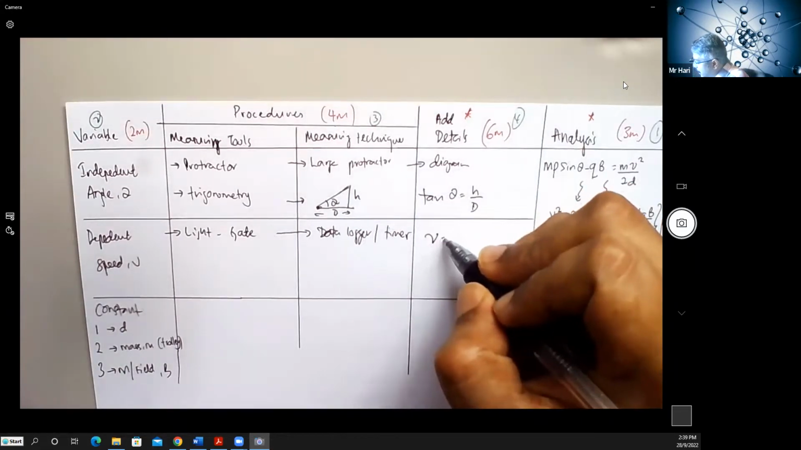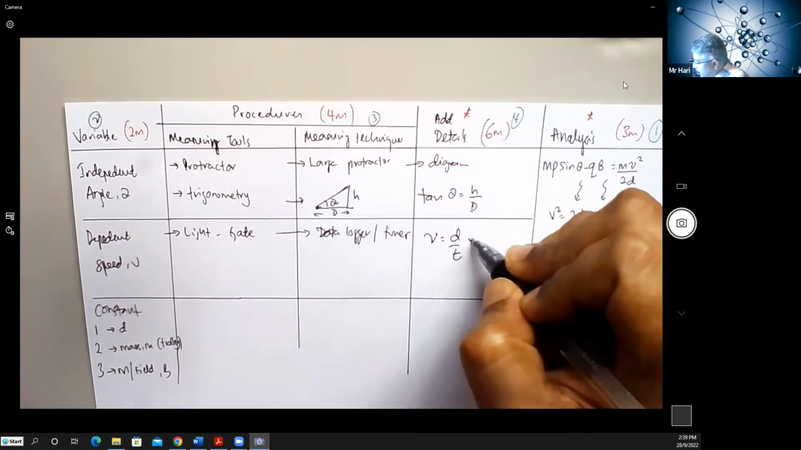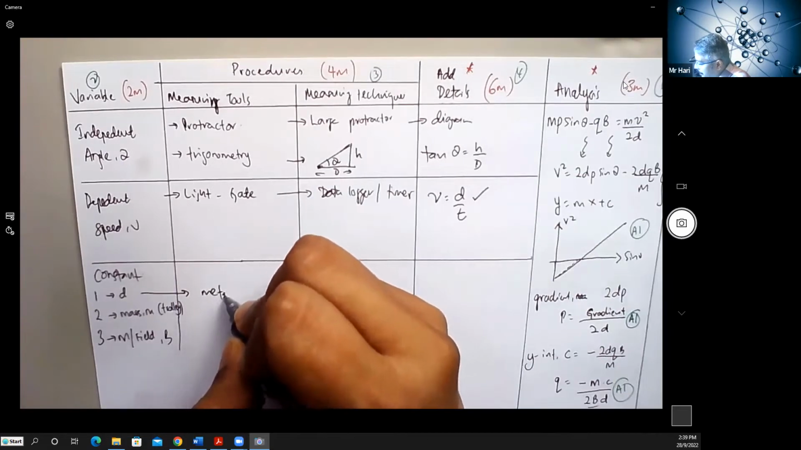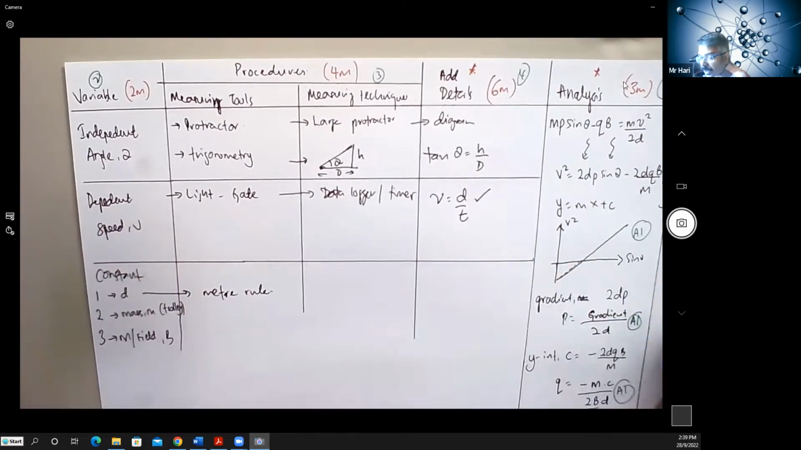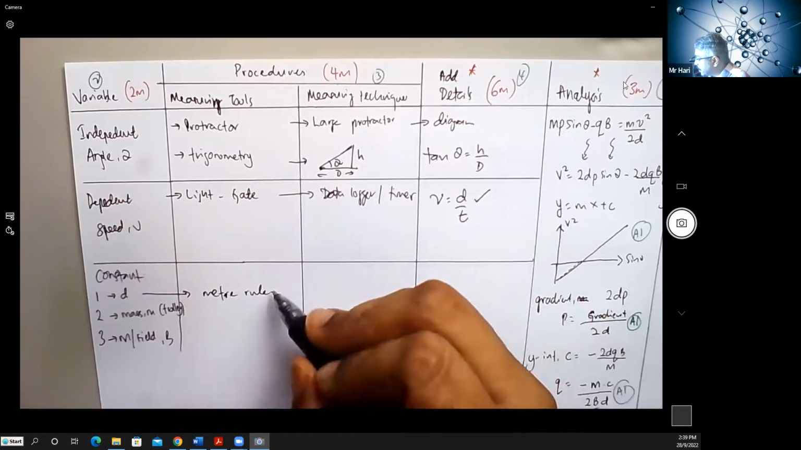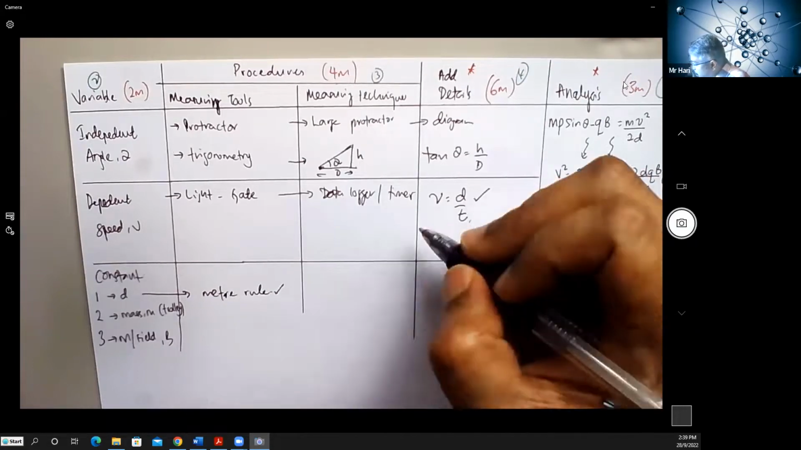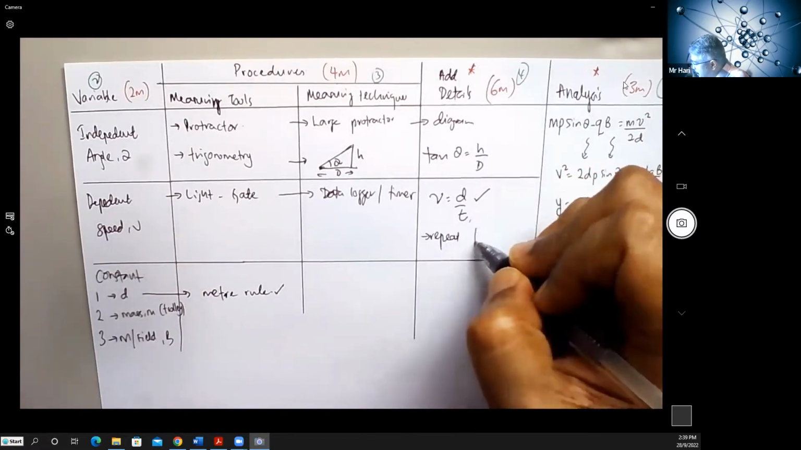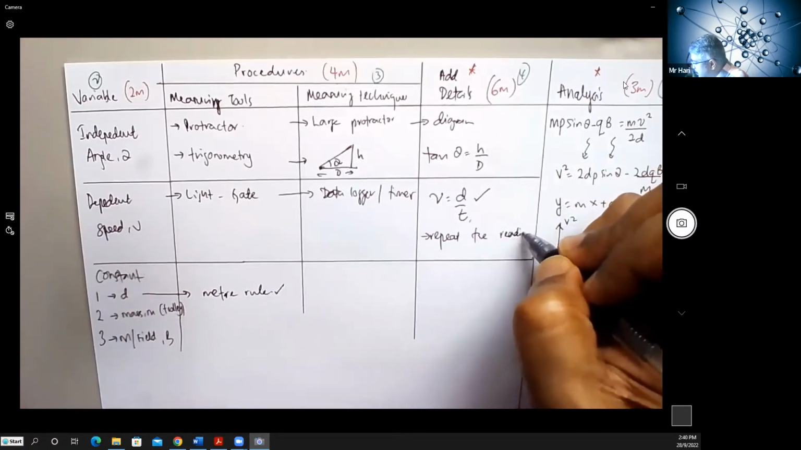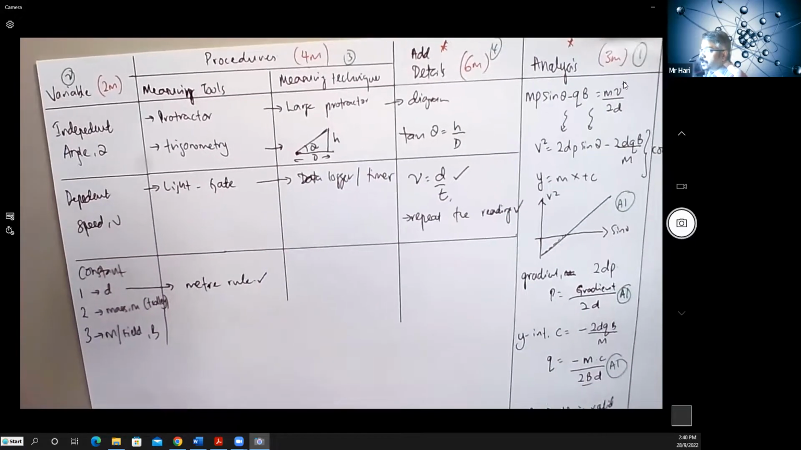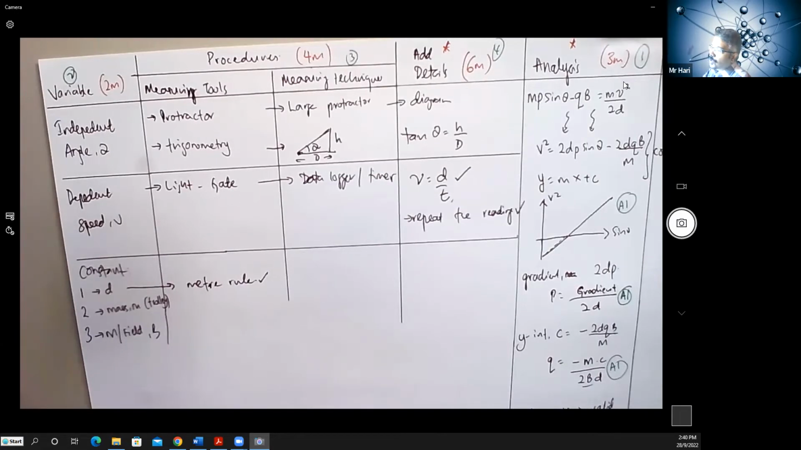And then the formula v equals distance over time. How are you going to measure the d? Over here, the d, use a meter rule. So this must be mentioned, because it is from here. And then the time. And then you need to also repeat the reading or the measurement. This must be mentioned. Okay, because it's involving time, and this could be a very fast moving object. So you have to actually measure the time, and then you have to repeat.